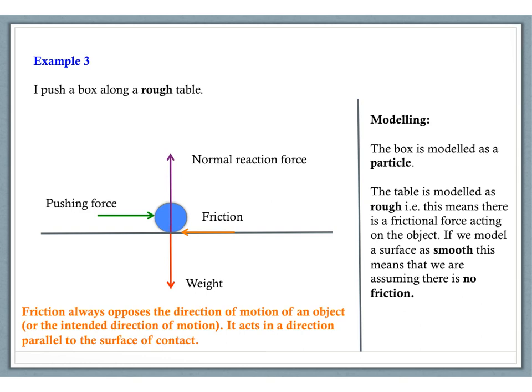Example 3. I push a box along a rough table. Again, this is an important word, rough. Let's have a look at the forces acting on the box. So here's the box and here's its weight acting vertically downwards, which is balanced by a normal reaction force of the table pushing up on the box.